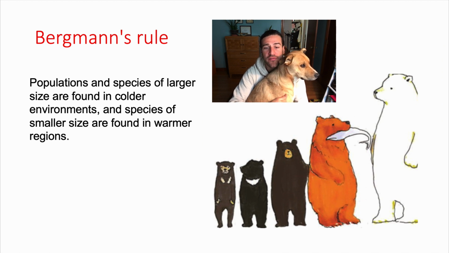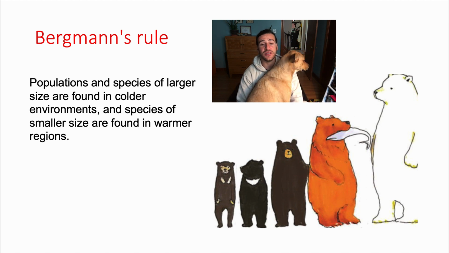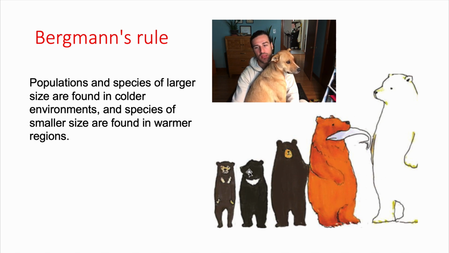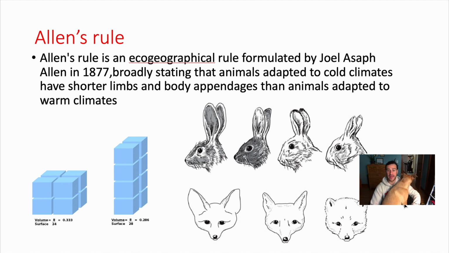And I just want to do a quick review on Bergmann's rule, which we learned last lecture. Populations and species of larger size are found in colder environments, and species of smaller size are found in warmer environments. So you can see here, further away from the equator is colder environments, and you have larger bear species. Allen's rule, again, Allen's. So Bergmann's, think the B and the body size. Allen's, look at this double L and look at bunny ears, right? So again, both of these rules are ecogeographical rules.